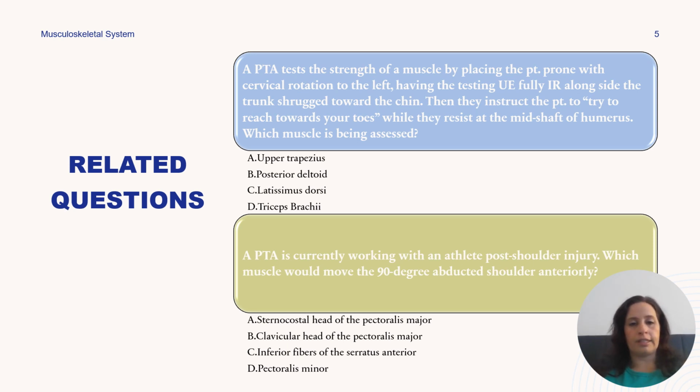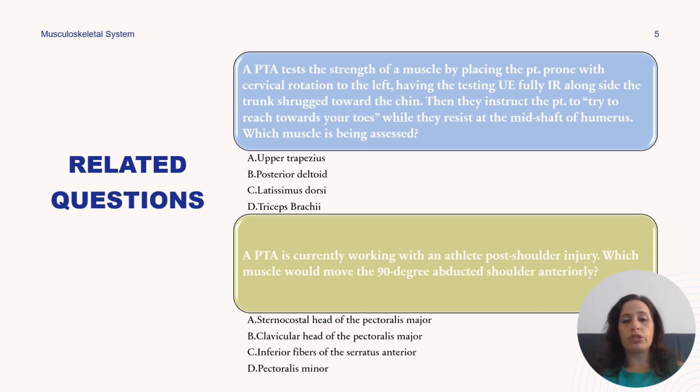And so, of course, this is an MMT question where you have to really picture what they're describing, what motions they're mentioning, and then understand the principles of manual muscle testing to try to figure out anatomically what muscle they're talking about. So you have upper trapezius, posterior deltoid, latissimus dorsi, and triceps brachii.